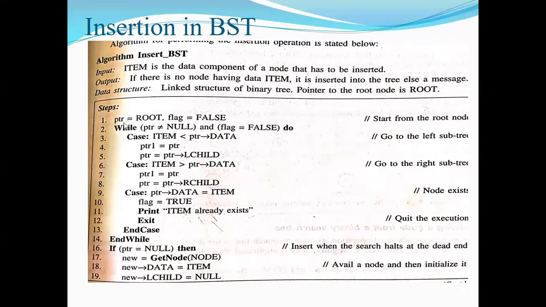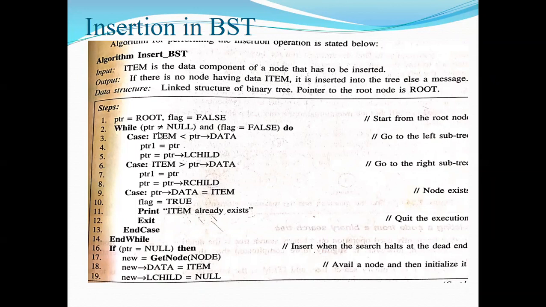So first we will take PTR equal to root node and we will initialize flag to false. Then while PTR is not equal to null and flag equal to false, we will write 3 different cases. The case 1 is if item is less than ptr.data, then I am assigning PTR to PTR1. So PTR1 equal to PTR, then PTR is updated as PTR.leftChild.